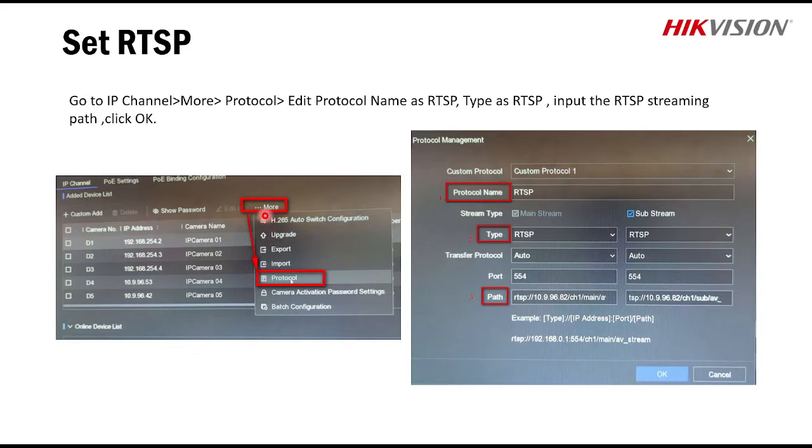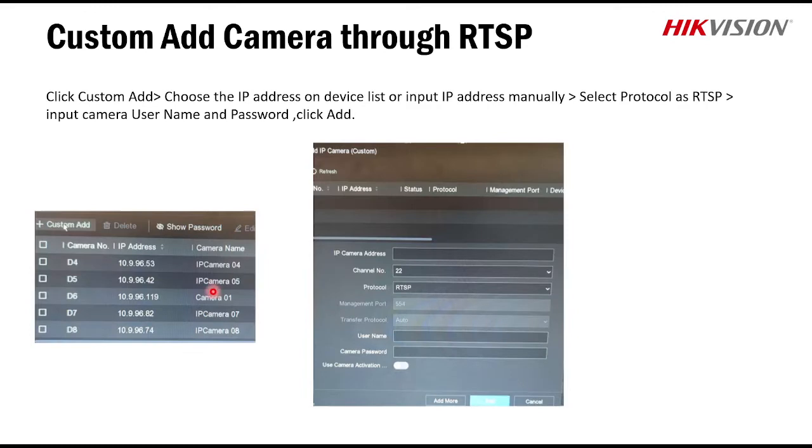कैसे create करना है आपको, more setting में जाके प्रोटोकॉल में जाके ये custom प्रोटोकॉल आपको create करना है, and then after that यहाँ पे आप custom add option में जाके IP address उस कैमरा का डालिए, RTSP प्रोटोकॉल जो प्रोटोकॉल आपने सिलेक्ट किया, क्रिएट किया, उस प्रोटोकॉल को सिलेक्ट कीजिए, then you can put the username and password over here and you can add this camera.